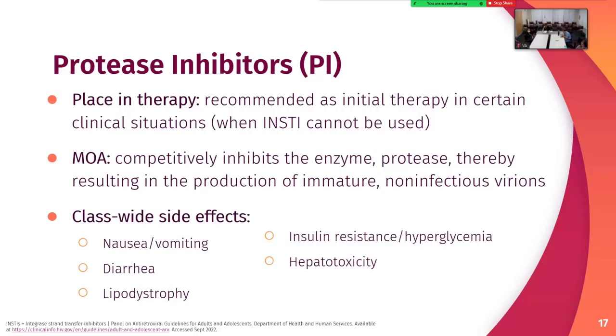For class-wide side effects, it's not as well tolerated as, say, our INSTIs. It does have more nausea, vomiting, some diarrhea, lipodystrophy, and you can also see some metabolic side effects like insulin resistance and hyperglycemia, and then also hepatotoxicity. So that's why it's reserved for patients that can't take INSTIs.